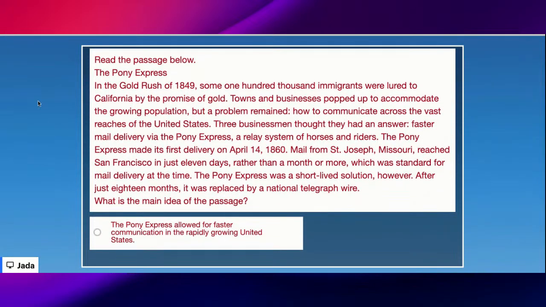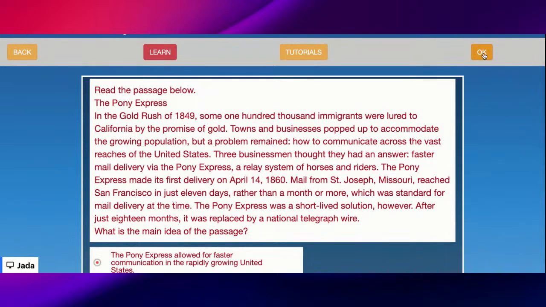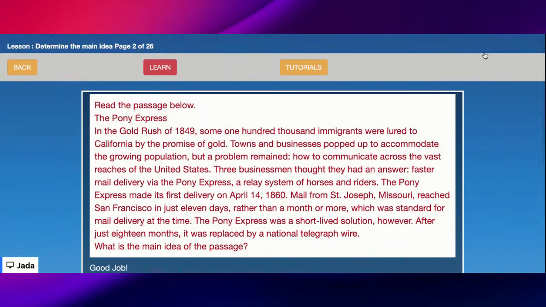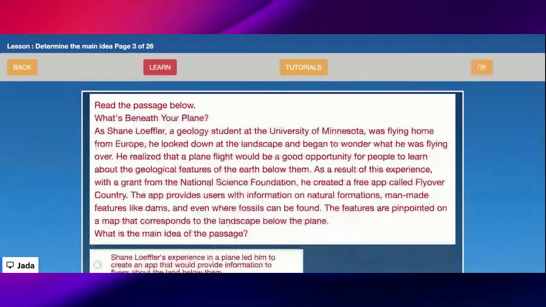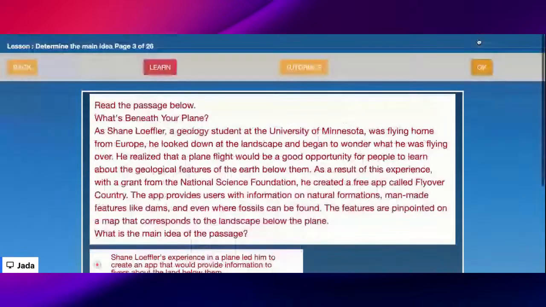So we also have the Pony Express. The Pony Express, in total, like the general reading of this, shows that the main idea is the Pony Express allowed for faster communication in the rapidly growing United States. So this was the one that we read in our tutorials about Shane and his experiments.